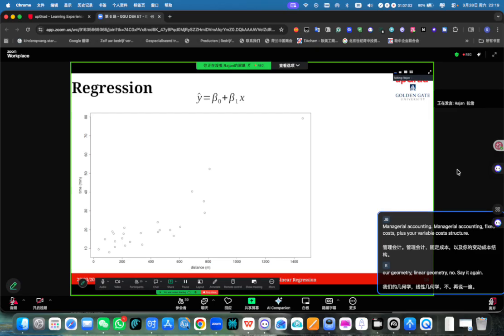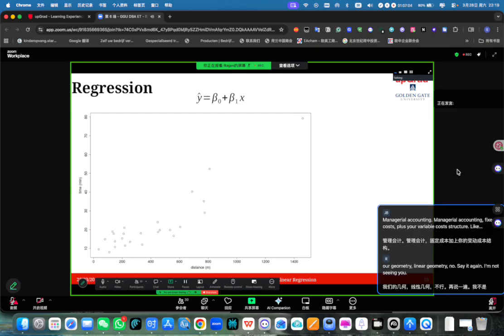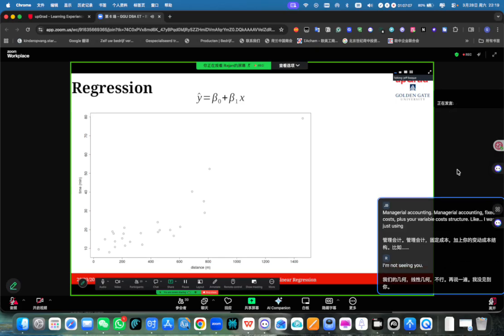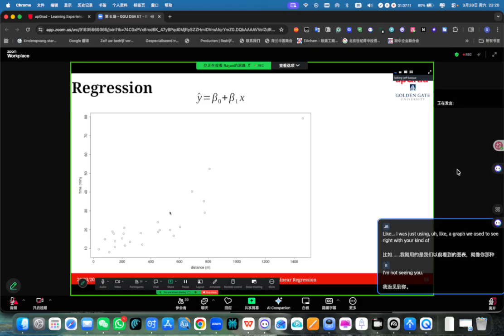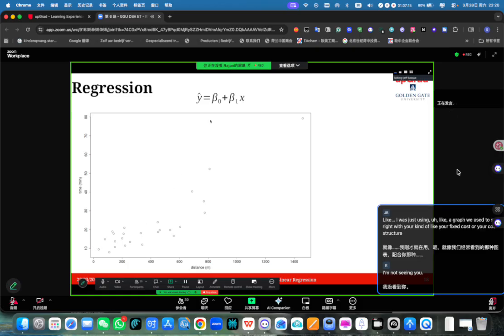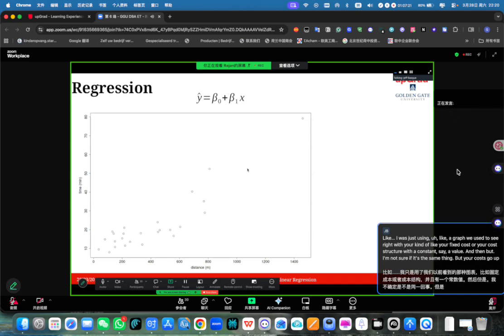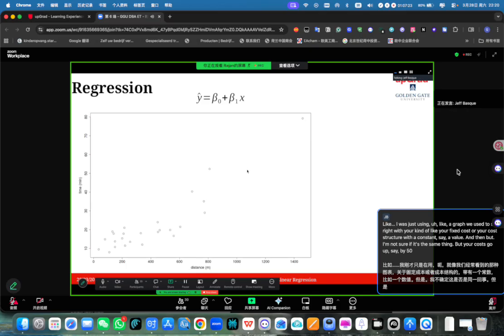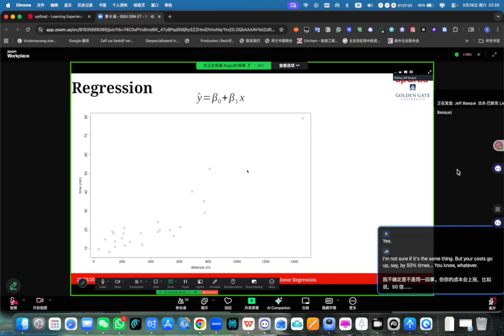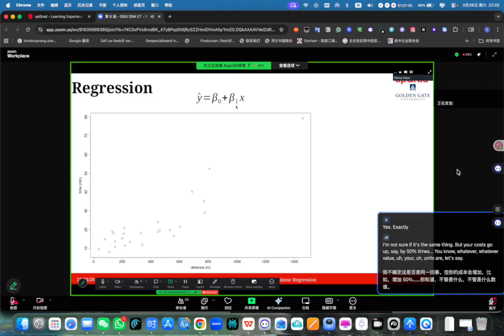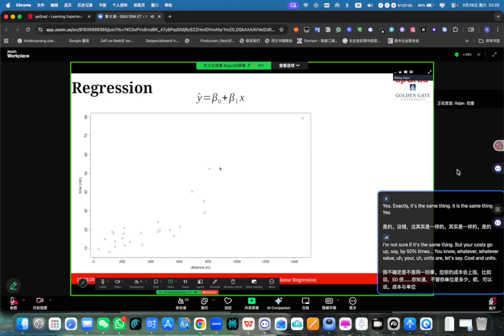I'm not seeing you. I was just using a graph we used to see, right? With your fixed cost or cost structure with a constant value, and then your costs go up, say, by 50%, in units. Exactly. It's the same thing. Yes. Okay.